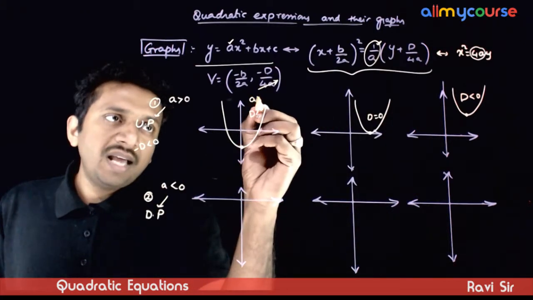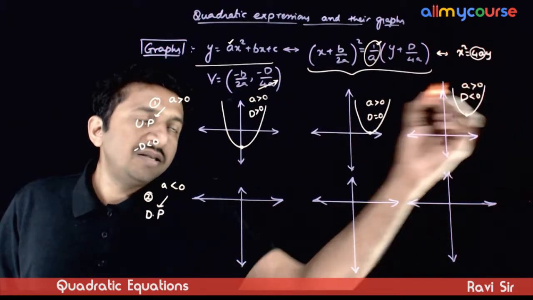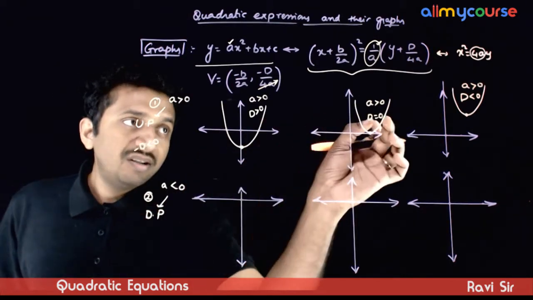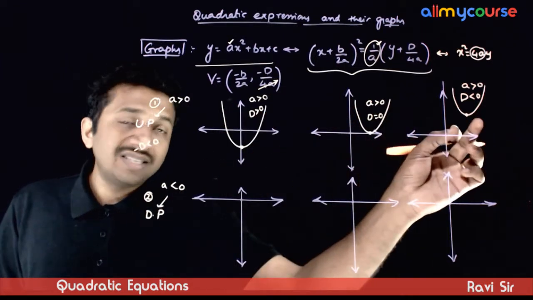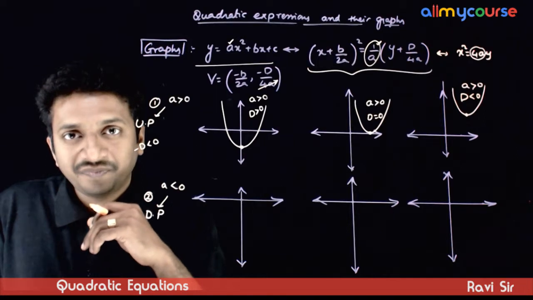So corresponding to a greater than 0: if d is greater than 0, it cuts x-axis at 2 points. If d is equal to 0, it just touches x-axis and goes up. If d is less than 0, the graph does not cut x-axis.